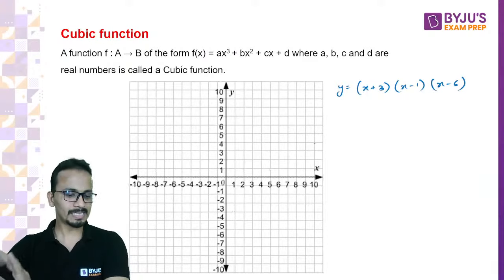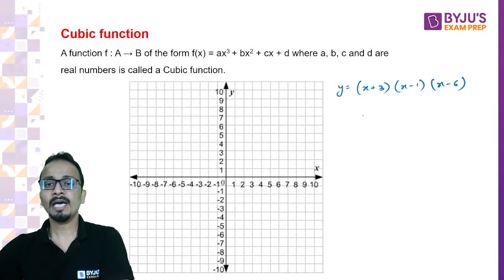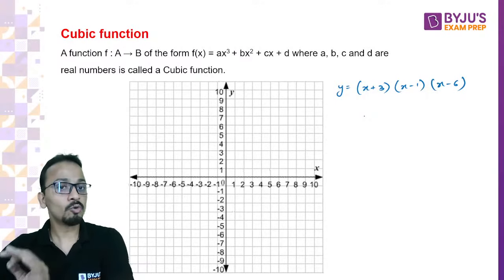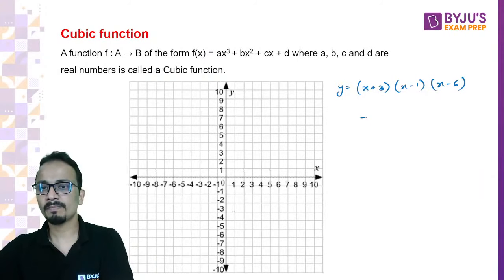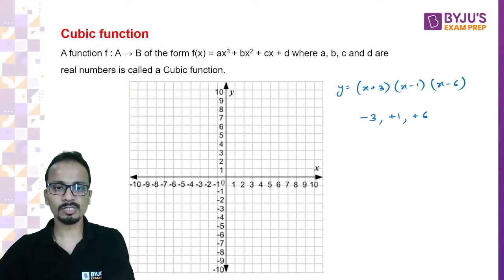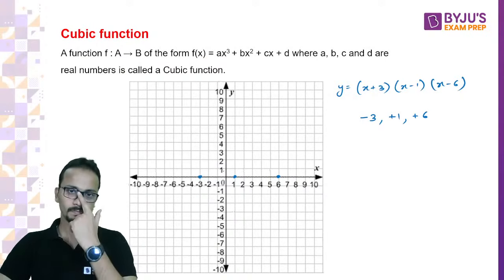Okay. So let's say this is the expression. Now the roots of this cubic expression will be minus 3, plus 1, and plus 6. These are the three roots. I'll quickly mark these 3 points: minus 3, plus 1, and plus 6. Now let's understand what will be the graph of this function.